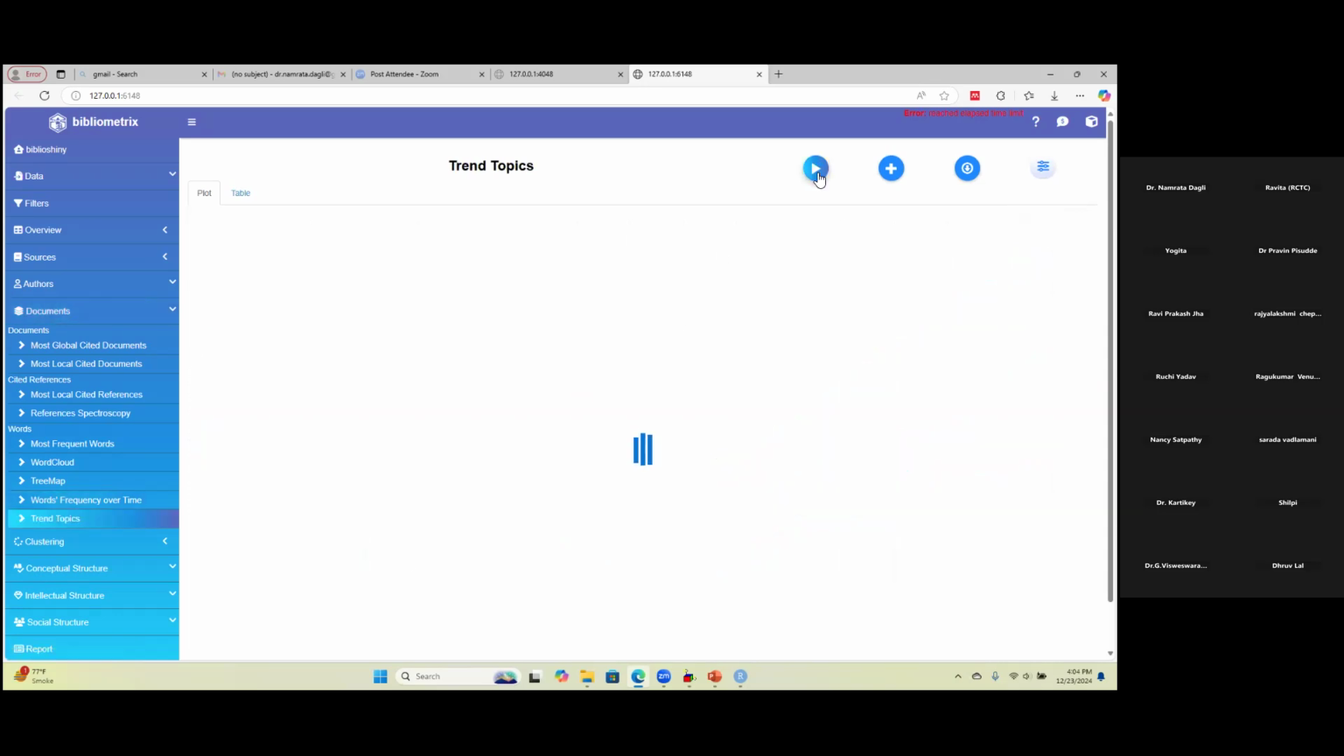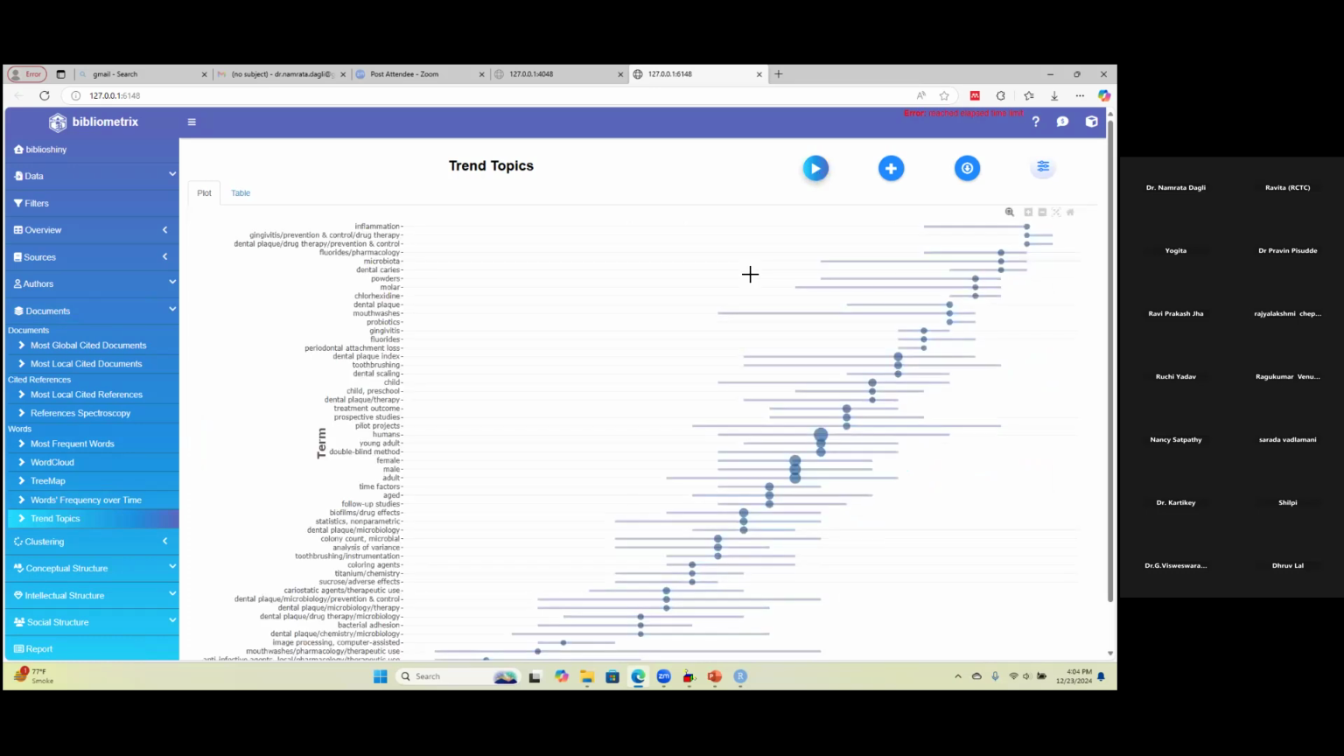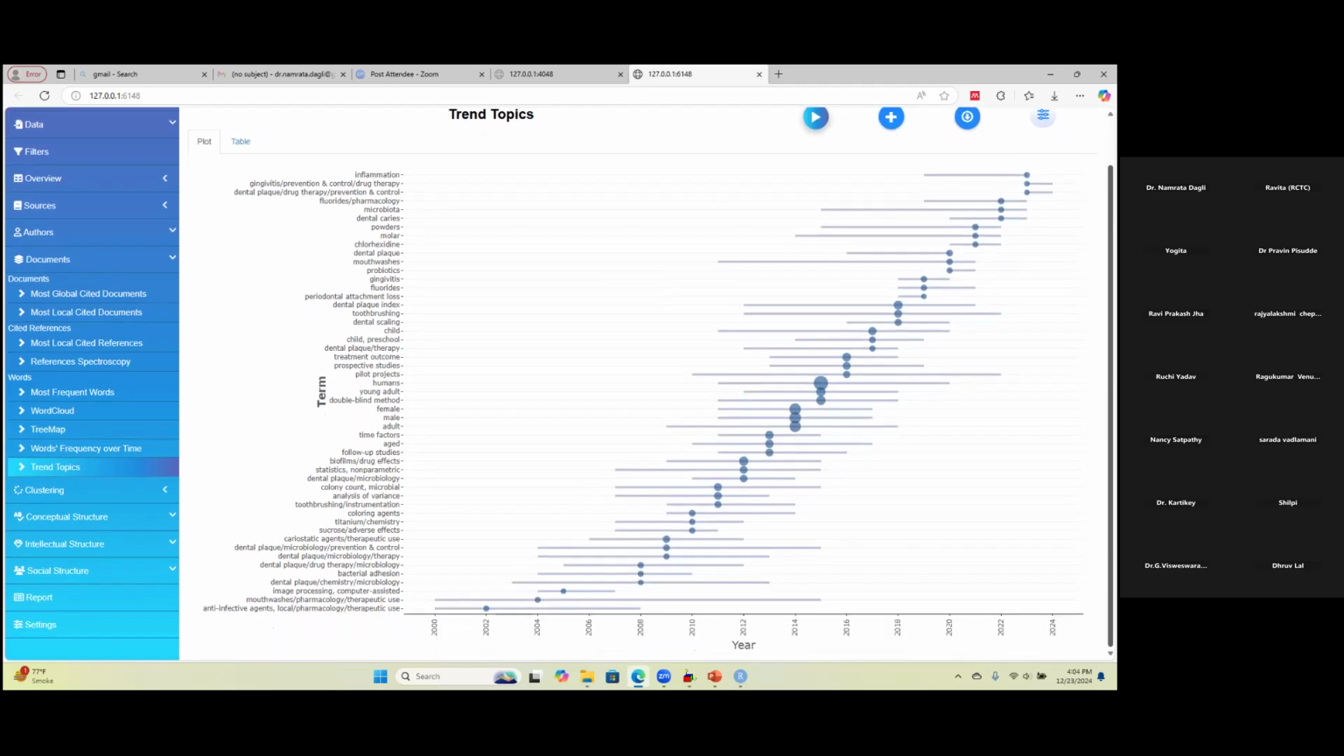In trend topics, from this diagram, we can see which terms were more frequently researched during which year. We can see that in 2015, the most commonly researched term is human. So here also we need to remove these terms that are less subject specific.